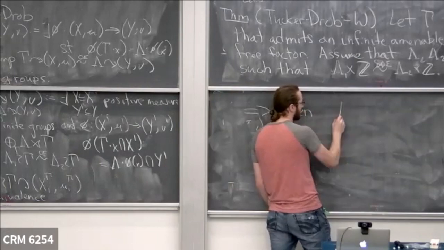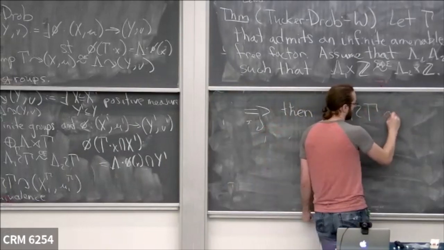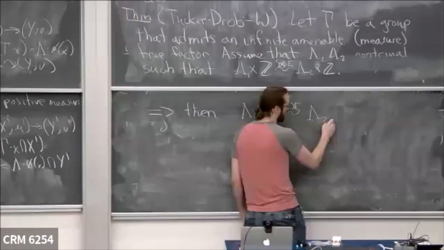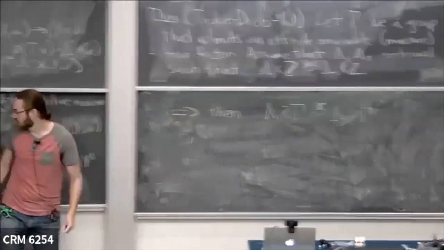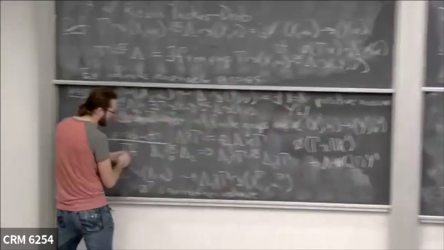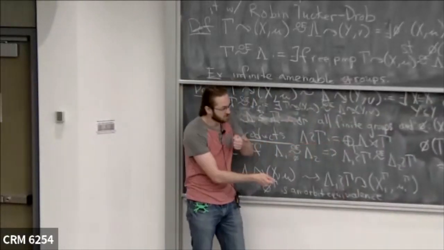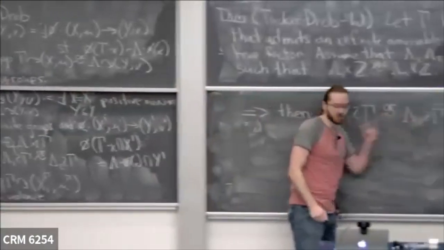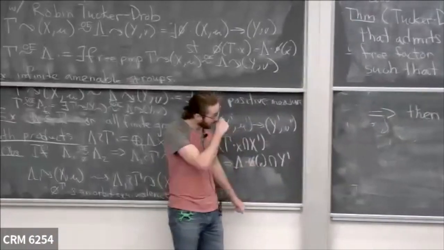Then lambda 1 wreath gamma is in fact orbit equivalence, not just stably orbit equivalence, to lambda 2 wreath gamma. So over here, you might have even expected that if you replaced by these finite index things, you might get something finite index at the end. I mean, you get something infinite index. But in fact, you get something where these two are of the same index. They're actually orbit equivalent as opposed to just stably orbit equivalent.